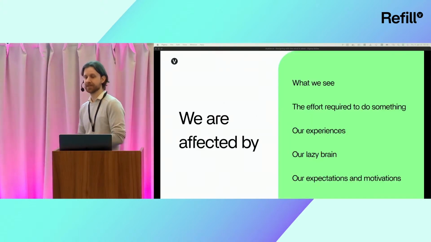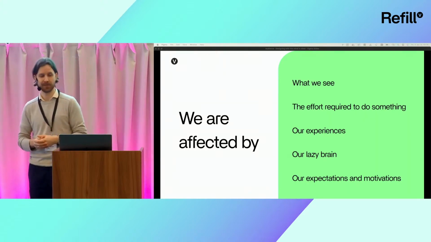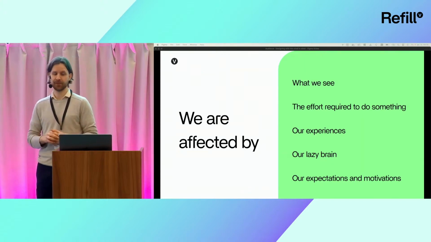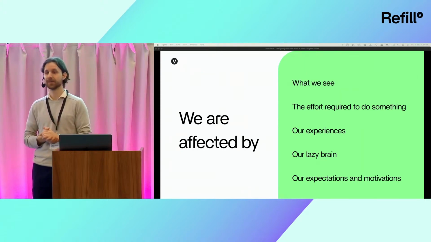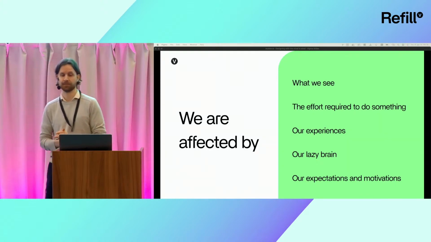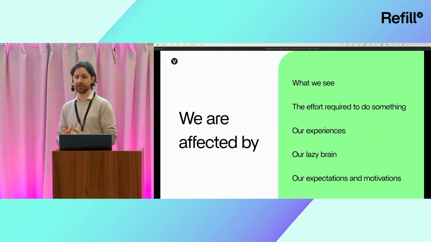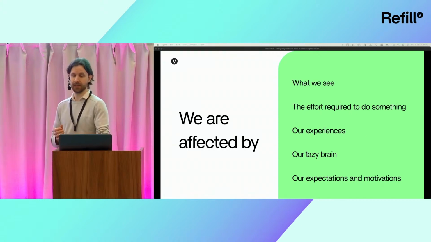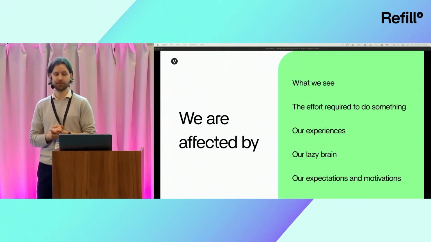So to summarize, we are affected by what we see in the world around us, the effort that is required to do something, our experiences of the world, our lazy brain, and our expectations and our motivations. Because in that segment of our reality, that is a digital product, we can only digest and make a certain amount of rational choices. How a product is designed can directly affect someone's worldview.